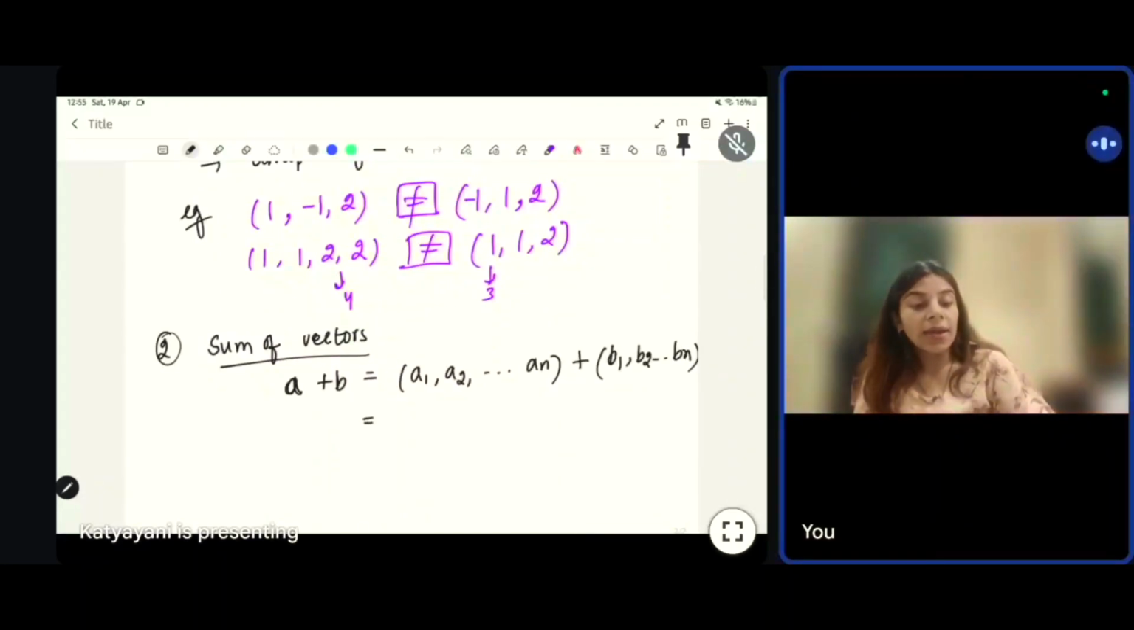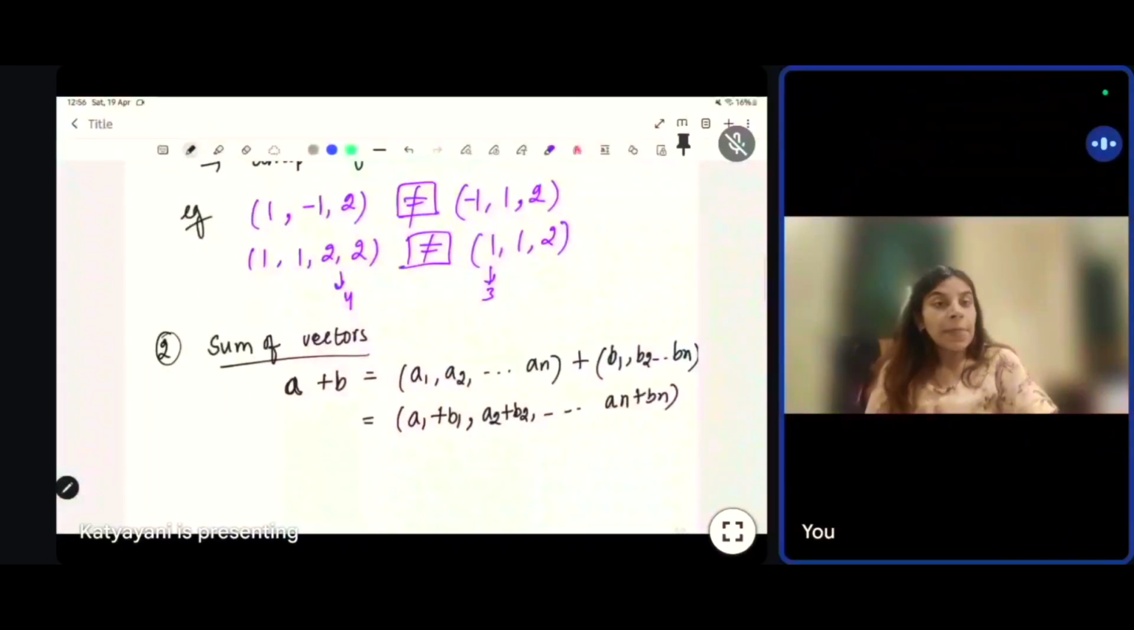So when I have to add them, I will be adding the corresponding elements. a1 would be added to b1, a2 would be added to b2, a3 would be added to b3 and so on. So the sum here would be a1 plus b1, a2 plus b2 and so on, an plus bn, right? This is how you add two vectors. This is the sum of two vectors, right?